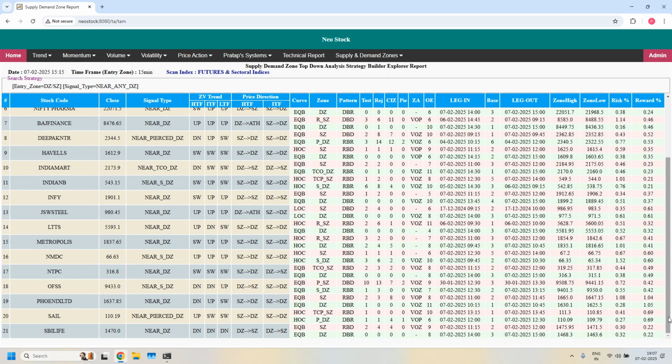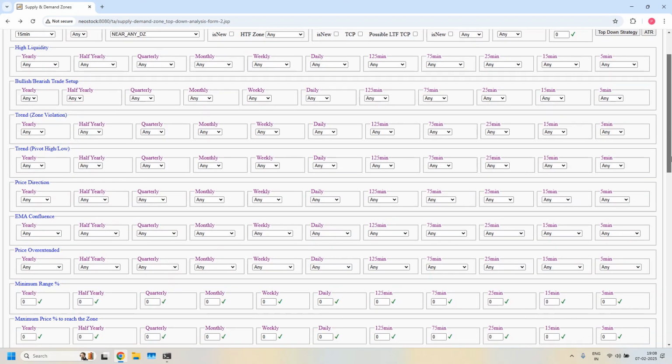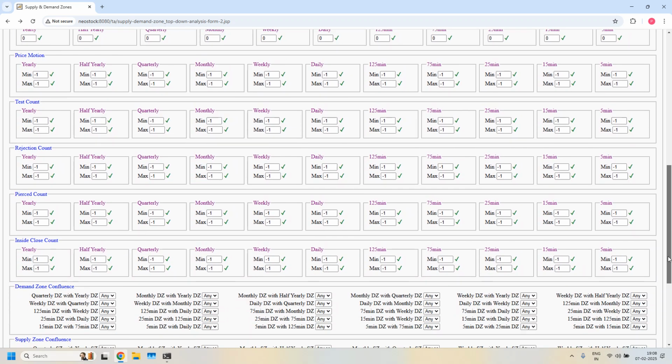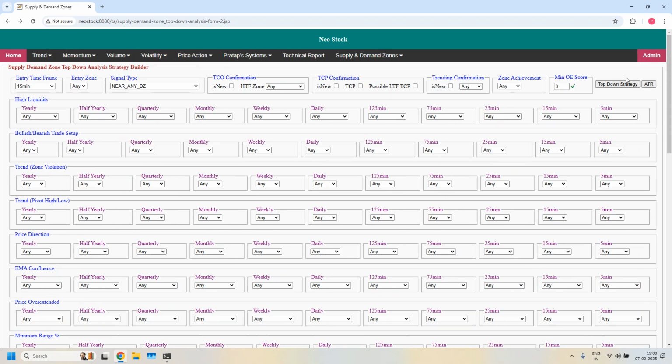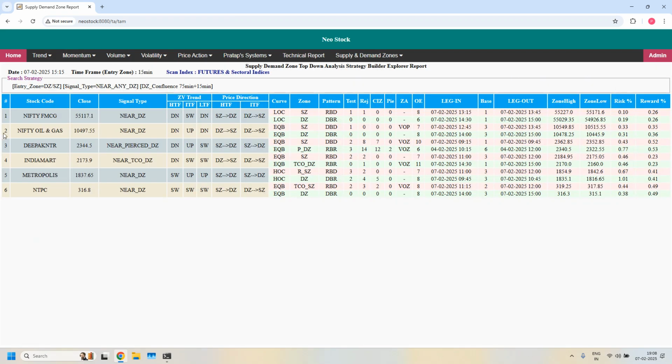LTF and ITF demand zone confluence. Let's filter. That is 15 minutes demand zone with 75 minutes demand zone confluence. I am enabling that filter. This filter is applied to those 21 stocks. Now the list has come down to 6 stocks. In these 6, the third one is a PR zone, not valid. So for the remaining stocks, all the 15 minutes demand zones are overlapped with 75 minutes demand zone.